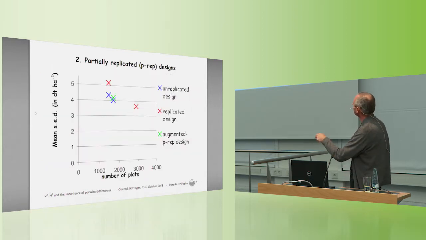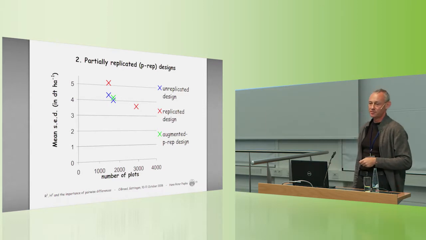So, and here's sort of the frontier, so this is plotting the standard error of a difference versus number of plots, and you see that the unreplicated design actually does best, closely followed by P-rep, but the replicated designs are doing worst among those 3. So P-rep comes out second best.